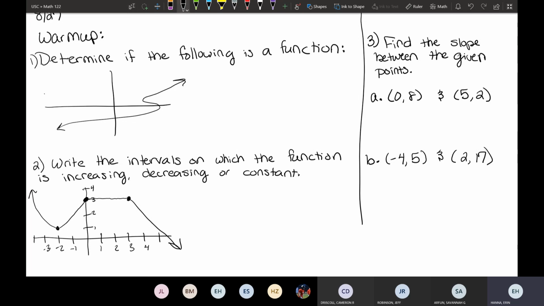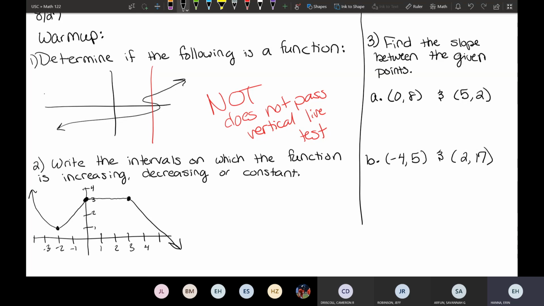All right. So determine if the following is a function. This one's going to be not a function because it does not pass the vertical line test because of this little section in there.